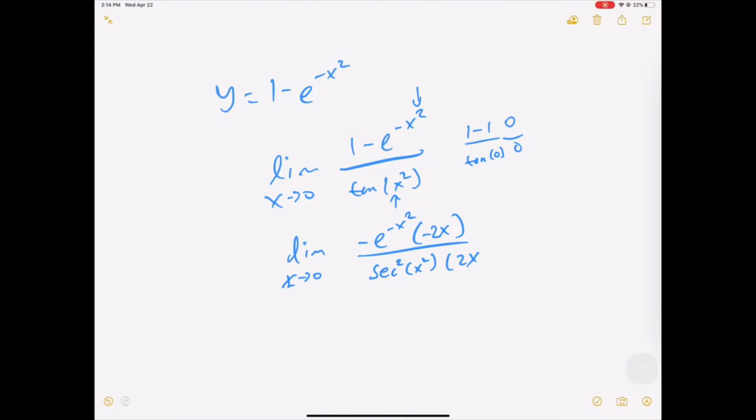So if we do this on top, these divide out, just rewrite that, and we're left with limit as x approaches 0 of negative e to the, sorry, that's a positive now, e to the negative x squared over secant squared x squared. We're going to plug in 0. That's going to be e to the 0 over secant squared of 0. So e to the 0, we know what that is. That's just going to be 1 over.